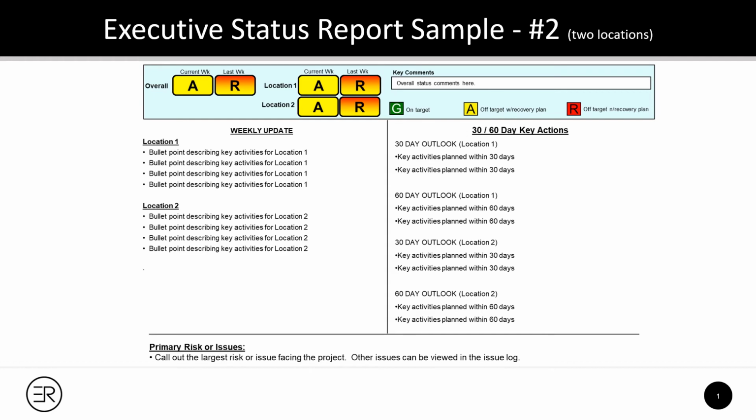You see that at the top there's an overall indicator, and then you have location 1, location 2 indicators. You have your legend showing what green means, what amber or yellow means, what red means, and your key comments overall. Then in the body beneath, you have your weekly update for location 1 and 2, and on the right side, you have your 30 to 60 day key action items for location 1 and location 2. Down below, you're showing what the primary risk or issue is overall that you'd like to call out in this meeting.